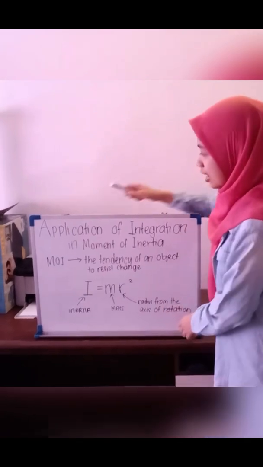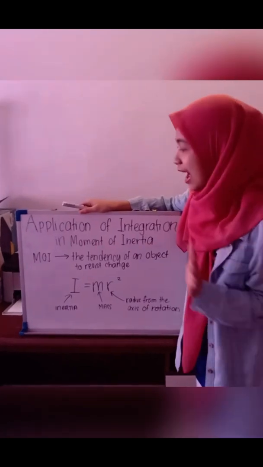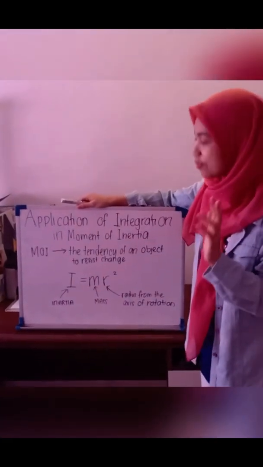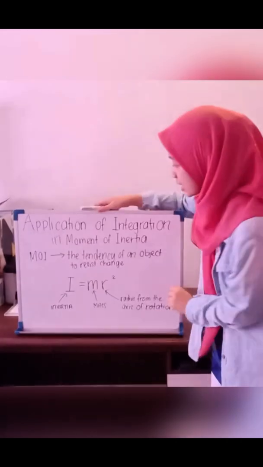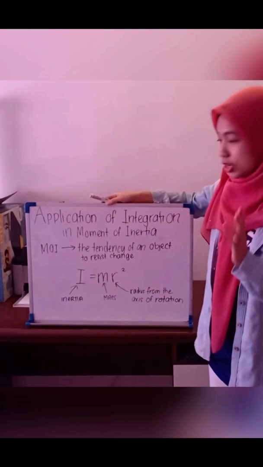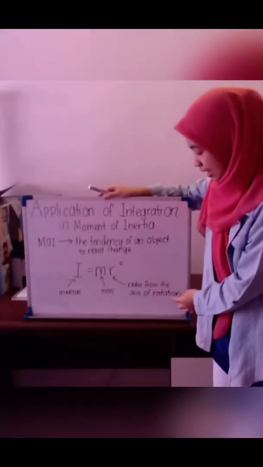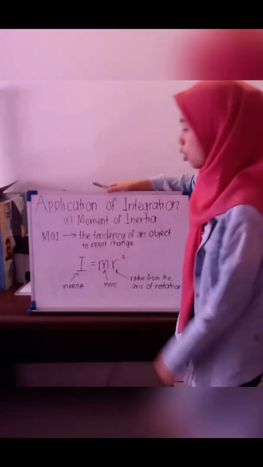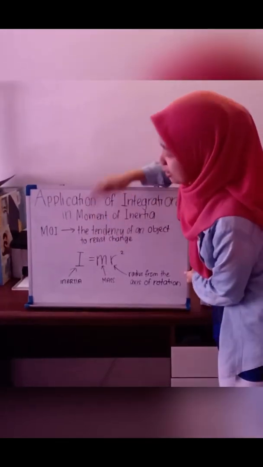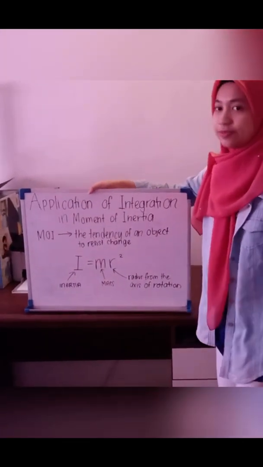So first, the application of integration in the moment of inertia. First of all, I will define again the definition of the moment of inertia, which is the tendency of an object to resist a change. The formula is I equals mr squared, where I is inertia, m is mass, and r is the radius from the axis of rotation. So from here, we can see that the unit of the inertia must be in kilogram meter square.